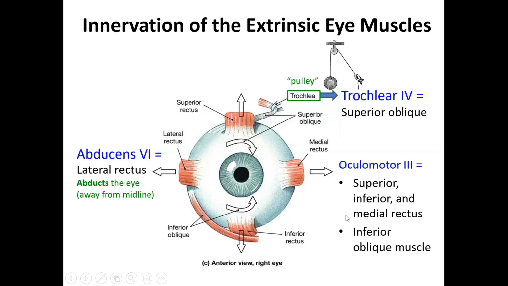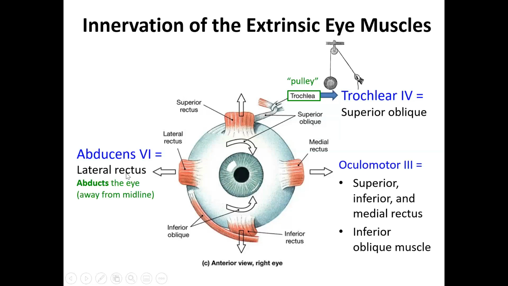It also controls the inferior oblique, so this one right down here. Okay, so 4 out of the 6 extrinsic eye muscles will be controlled by the oculomotor nerve. And then the other 2 are going to be controlled by different nerves. So let's start with the lateral rectus muscle.